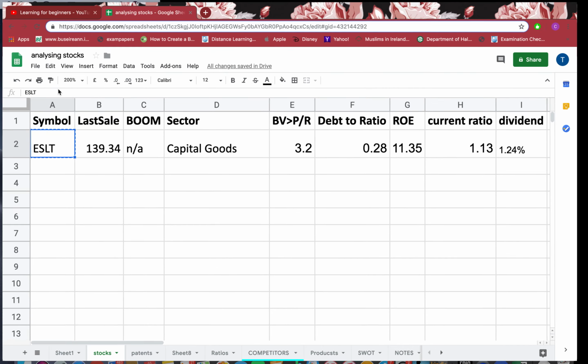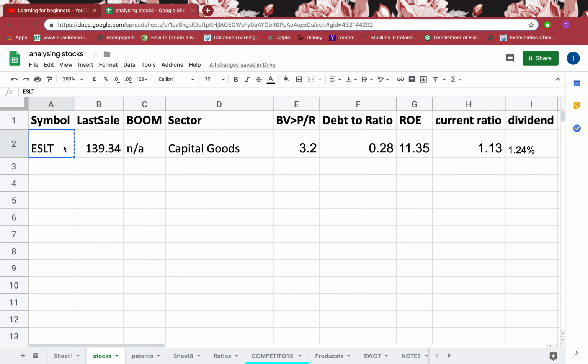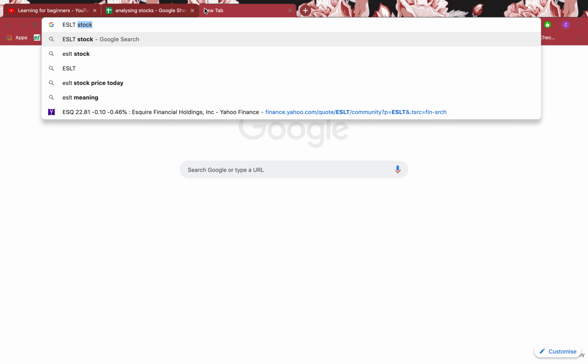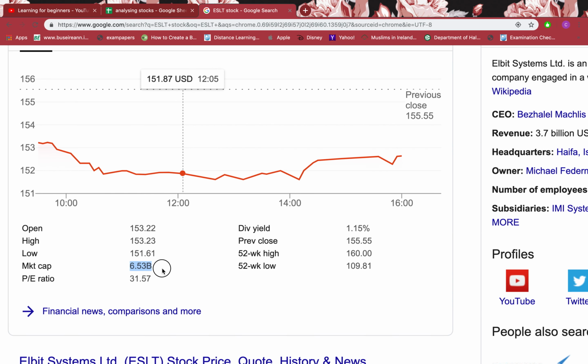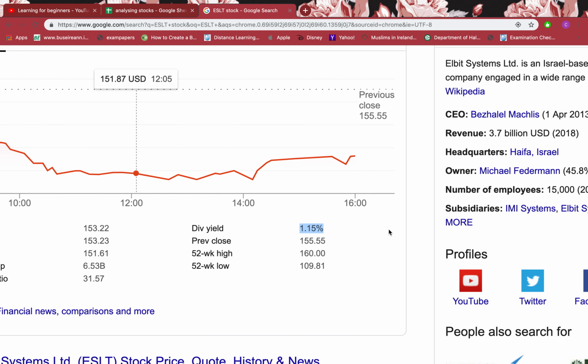In this tutorial, I'll be showing you about ESLT stock. I'll just copy that and paste it in Google and write stock beside it. You can see the name from Google, and you can see the market cap is in billions. It's a big firm, and the dividend yield is 1.15%.